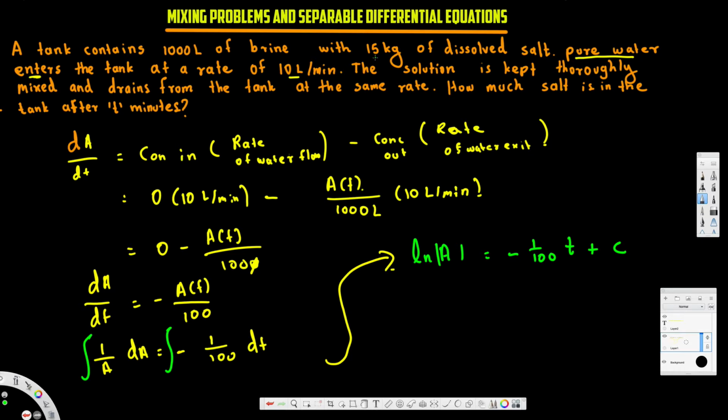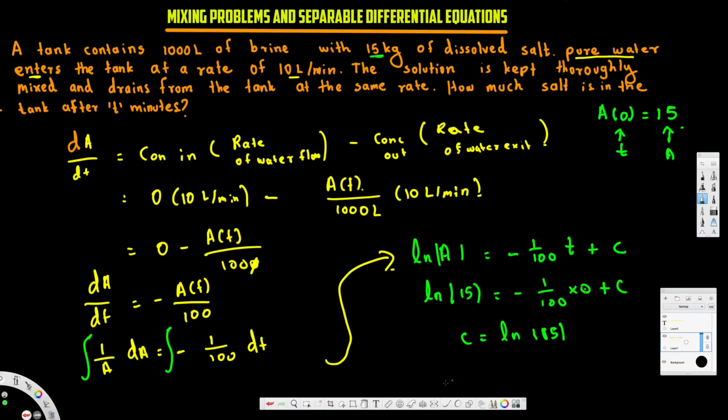Now to find the constant, we have to look at the initial condition. Initially we are starting with 15 kilograms, so the amount of salt dissolved is 15 kilograms initially. So A of 0, at time 0, we have 15. Now we substitute these two values to find this C. So ln of 15 is equal to negative 1 over 100 times 0 plus C. This one becomes 0, so C is equal to ln of 15.